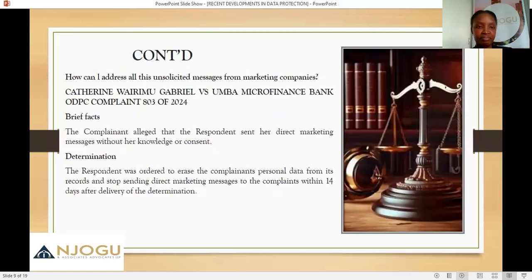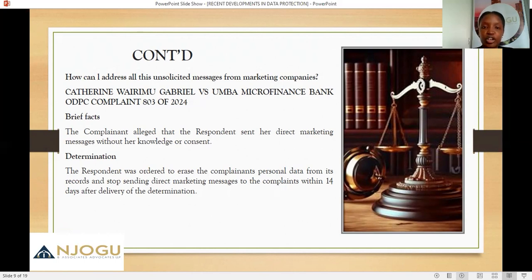Great. How can I address all these unsolicited messages from marketing companies? I think most of us get them. If you look at Uber Eats, if you look at Jumia, if you look at Uber, did you consent to the receiving of these messages? When you look at supermarkets, did you consent to that supermarket sending you offers? Did you? And why are they sending them to you? How do they access your data?